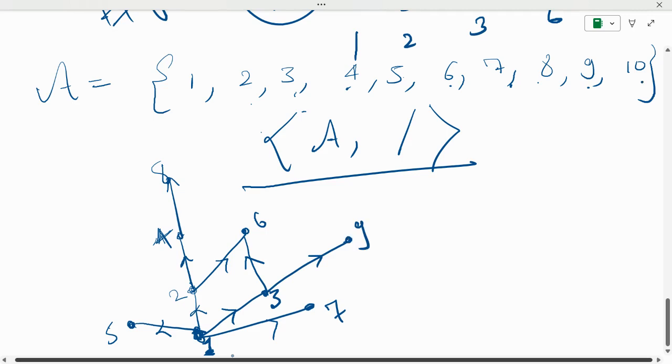Then we have 10. So 1, 2 and 5 divides 10. Okay, this way, and here is this 10.